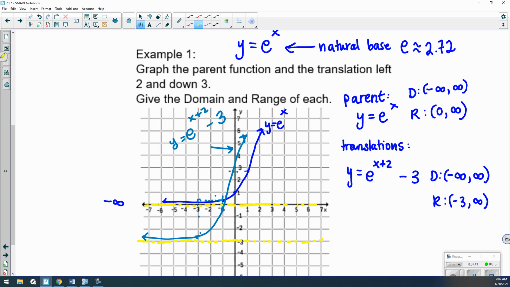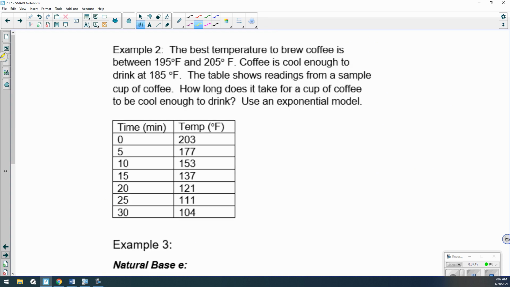Okay, now turn the page and let's take a look at this table of values. It says the best temperature to brew coffee is between 195 degrees and 205 degrees. Coffee is cool enough to drink at 185 degrees. The table shows readings from a sample cup of coffee. How long does it take for the cup of coffee to cool enough to drink? We're going to make an exponential model.